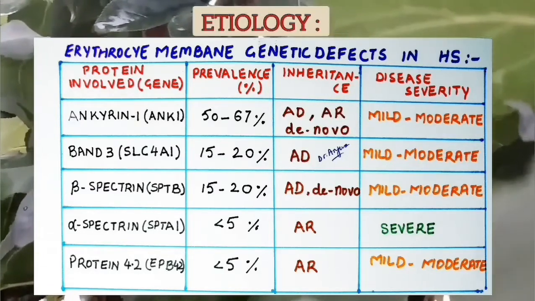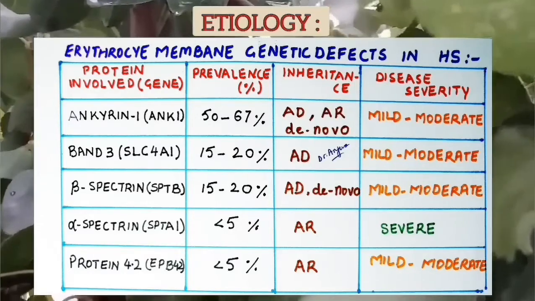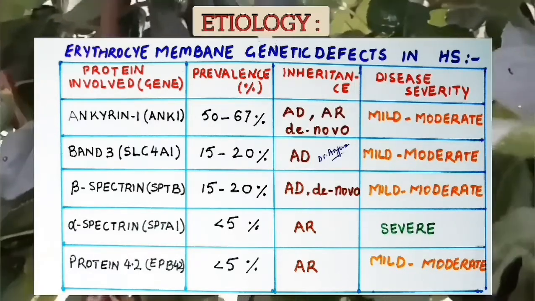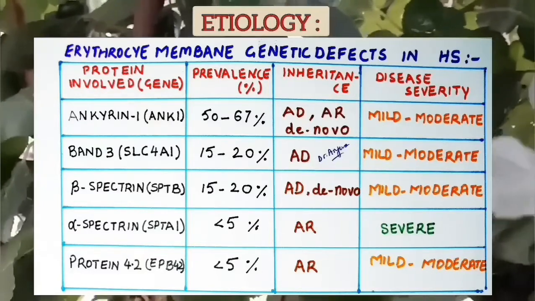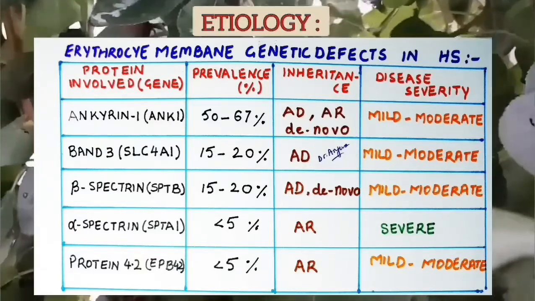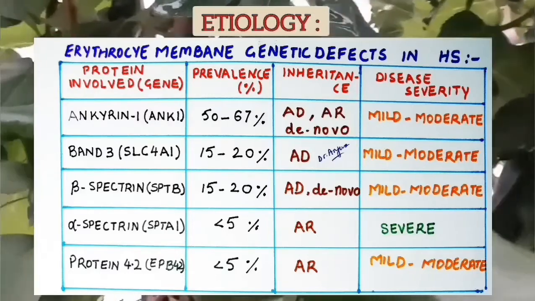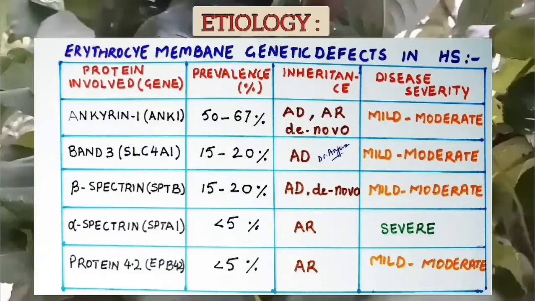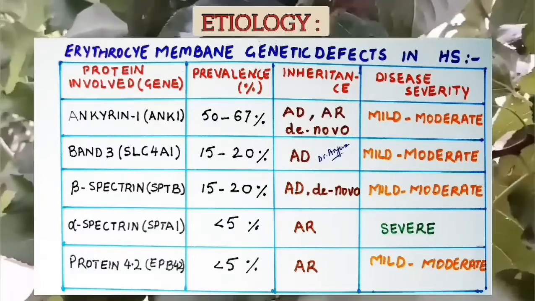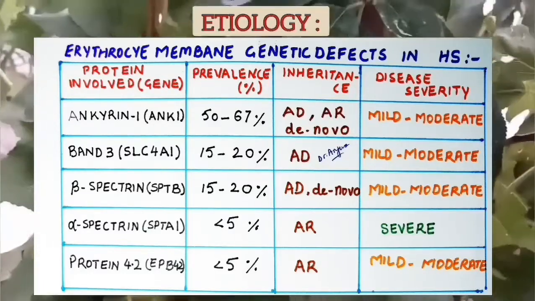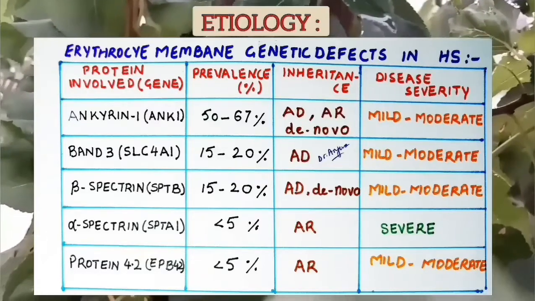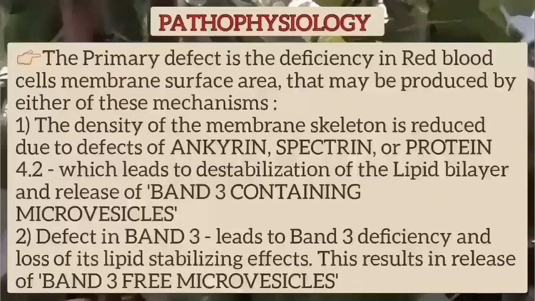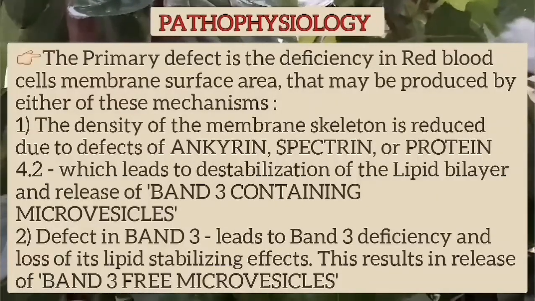Now, ankyrin 1, band 3 and beta spectrin are inherited as an autosomal dominant pattern, while alpha spectrin and protein 4.2 are inherited as autosomal recessive. Now, de novo mutation can also occur in ankyrin 1 and beta spectrin cases. Now, ankyrin 1, band 3, beta spectrin and protein 4.2 cause mild to moderate disease, while alpha spectrin deficiency is a severe disease. Now friends, I will discuss the pathophysiology.